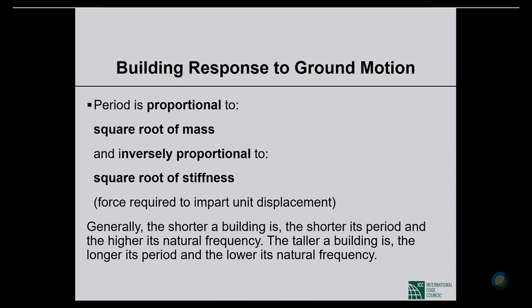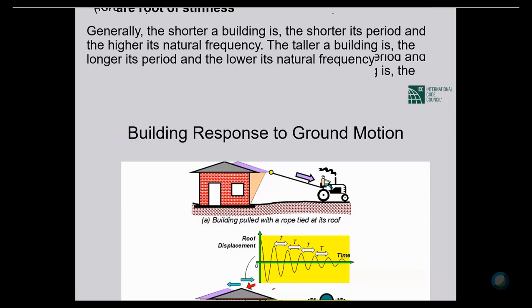Short period buildings are stiff. They have short periods. Long or tall buildings have less stiffness. They are more flexible. They have longer periods. Okay, so these are very important things. Period is proportional to the square root of mass, inversely proportional to the square root of stiffness.